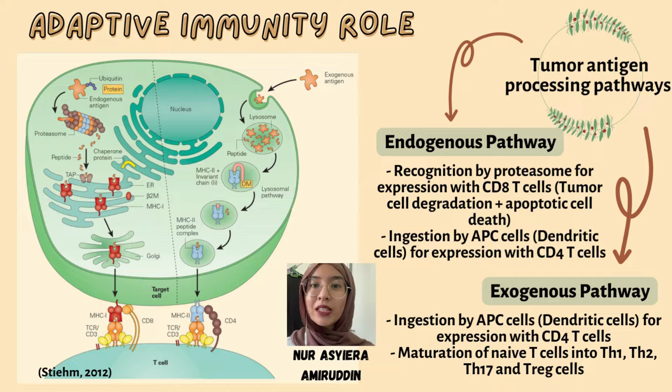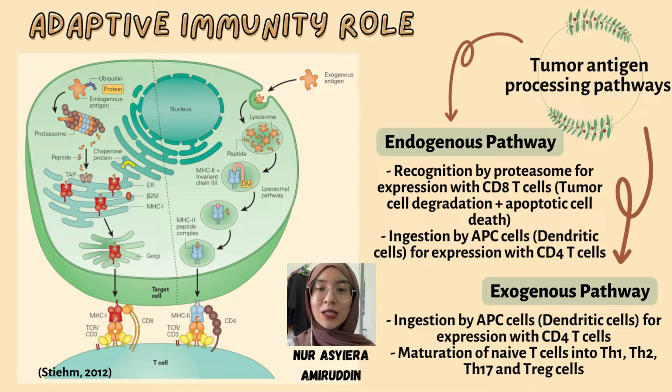These cells will then release molecules such as granzymes and perforin. Perforin will catalyze pore formation on the tumor cell's plasma membrane, where granzymes will then enter the cell and catalyze the breakdown of proteins, resulting in cell lysis. Hence, it facilitates tumor cell degradation and apoptotic cell death. APCs such as dendritic cells may also undergo tumor-associated antigen processing through the endogenous pathway. It will result in responses from both MHC class 1 and class 2, which mediate cell-mediated immune responses as well as the production of specific antibodies.